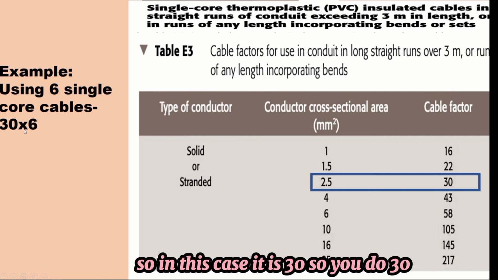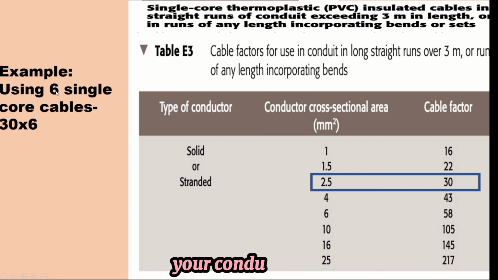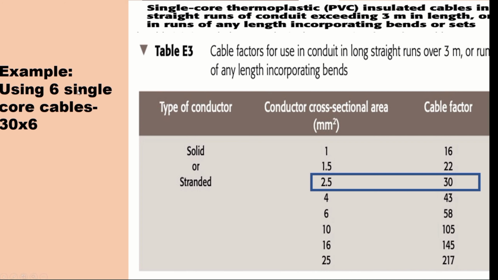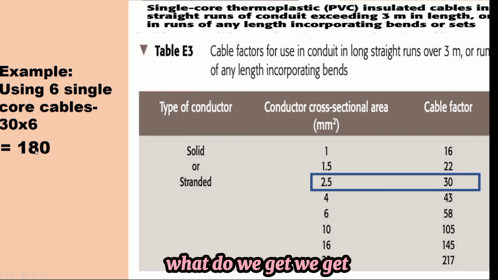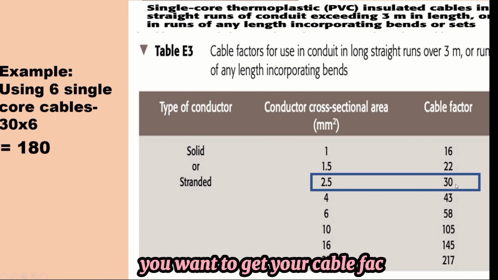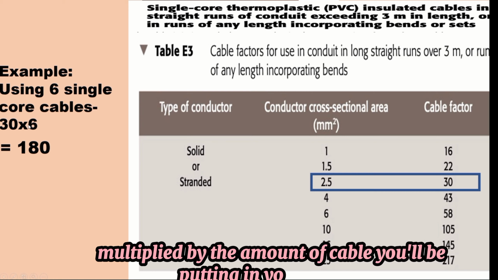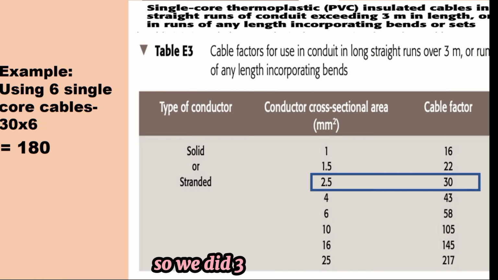So you do 30 multiplied by the number of cables that you'll be installing in your conduit. In our example, we're using 6 single core cables. So what you do is 30 by 6. What do we get? We get 180. So this is the first piece of information you want to get. You want to get your cable factor multiplied by the number of cables you'll be putting in your conduit. In our example, it is 6. So we did 30 multiplied by 6.